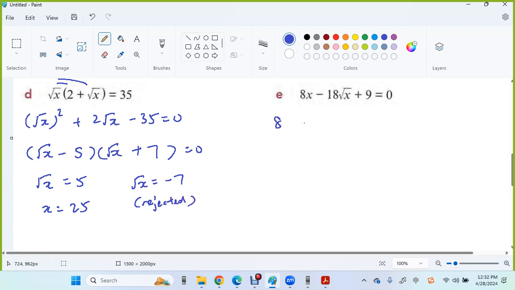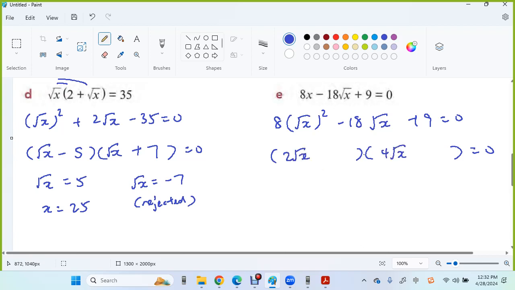So this one is 8 square root x squared minus 18 square root x plus 9 equal to 0. Then we factorize. So we have the 2 square root x and the 4 square root x, 3, minus 12, minus 6, minus 18. So we have square root x equal to 3 over 2 and square root x equal to 3 over 4. Then x equal to 9 over 4 and x equal to 9 over 16.